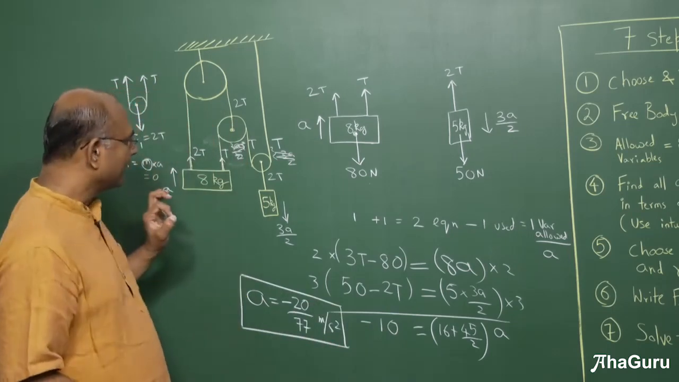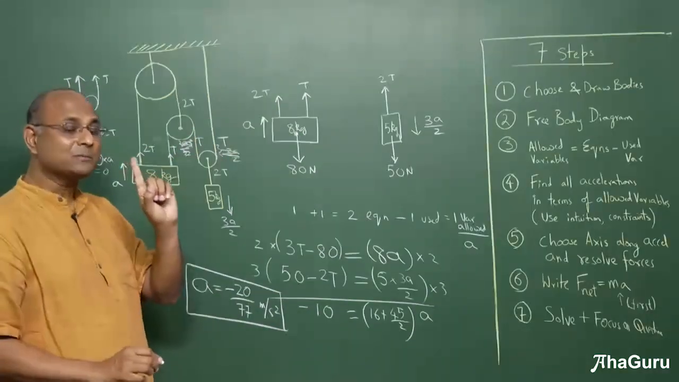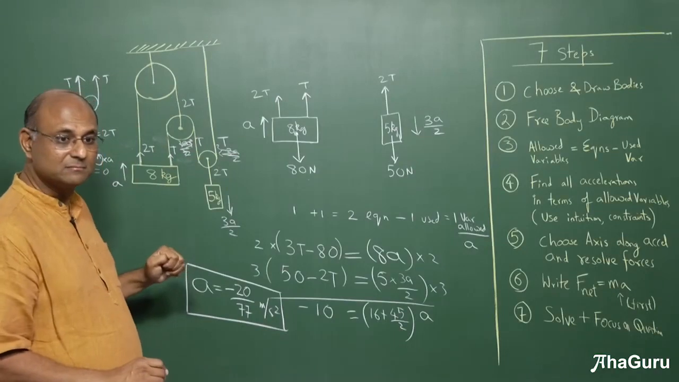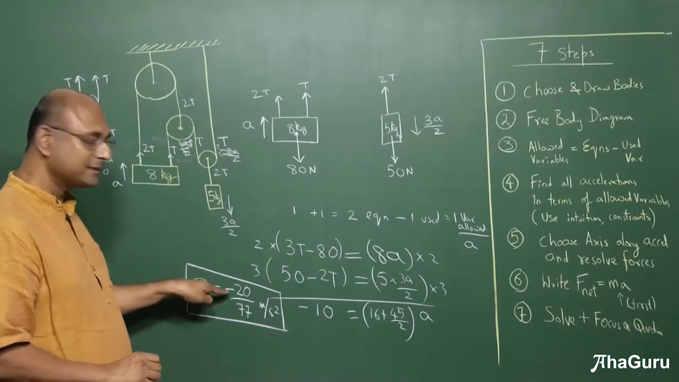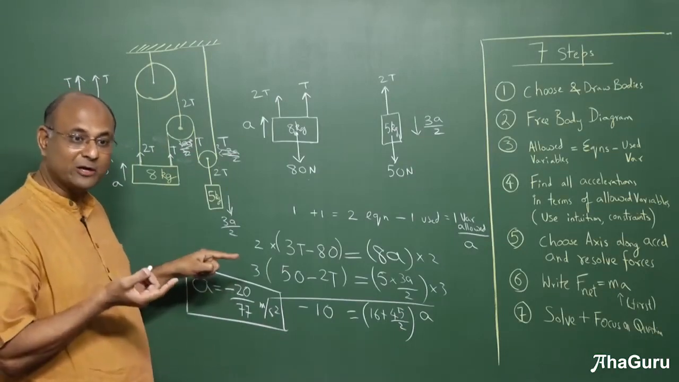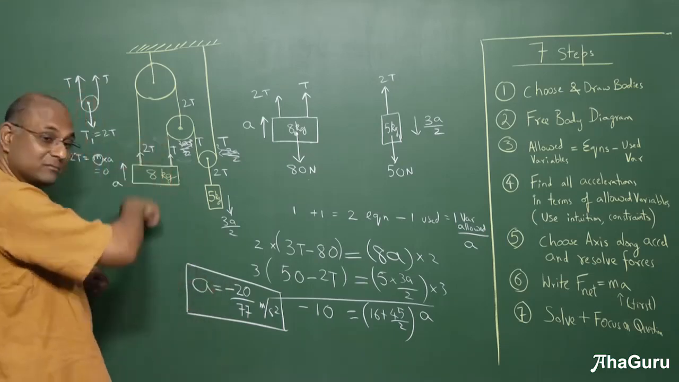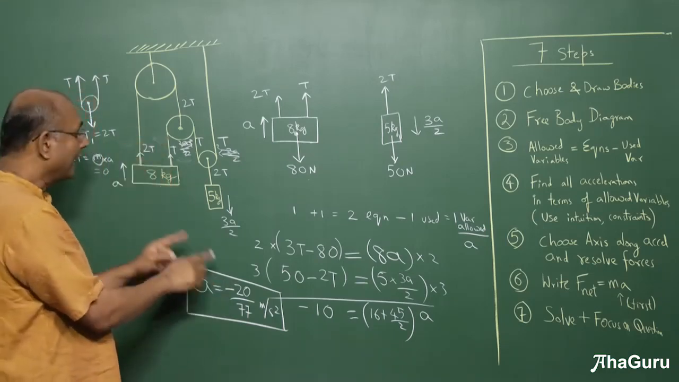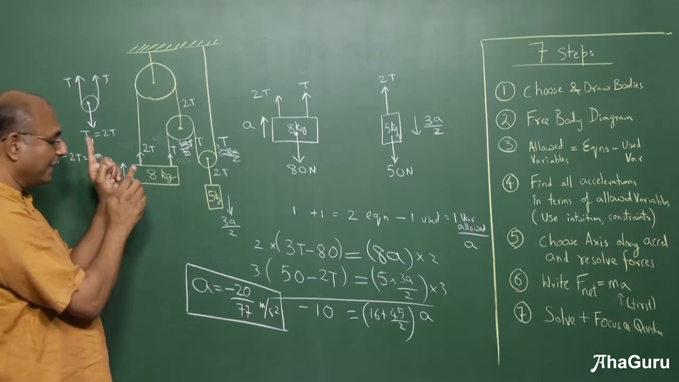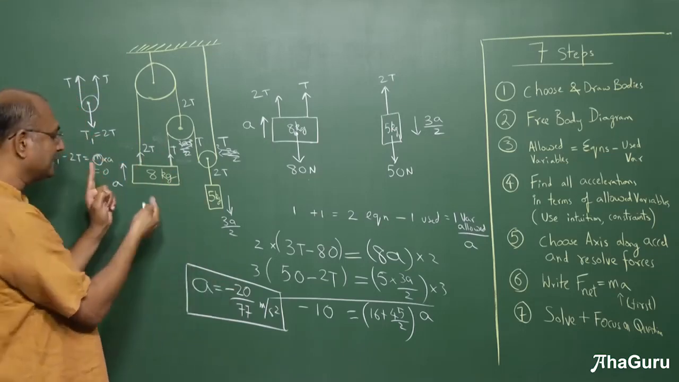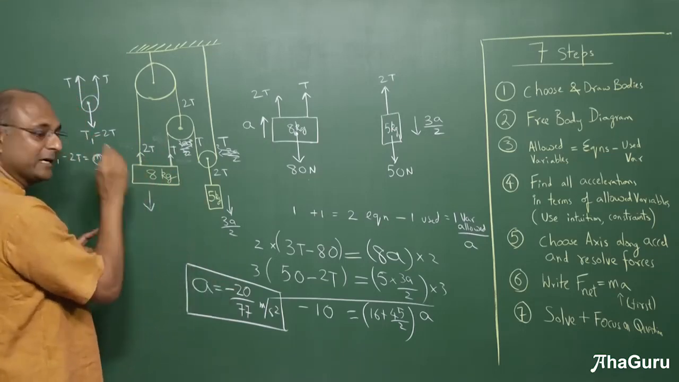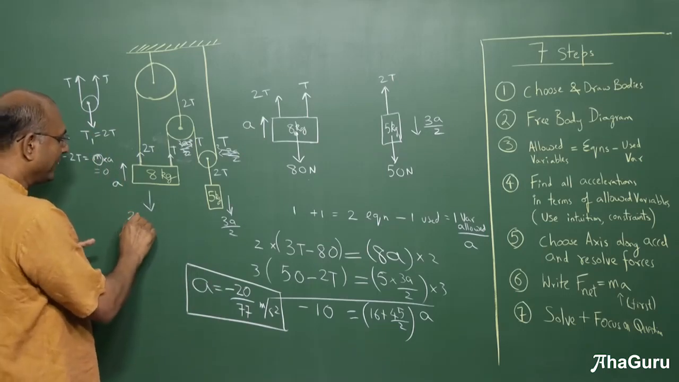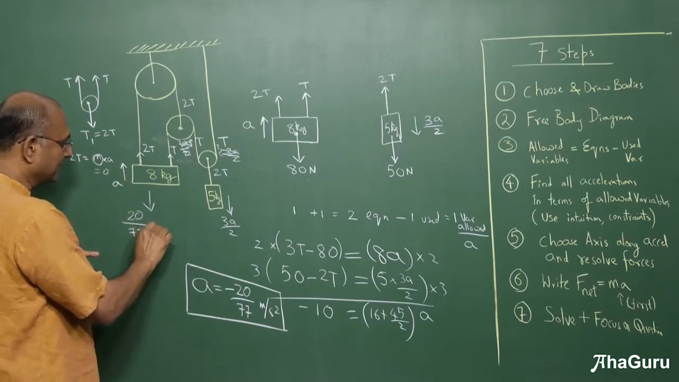Let us think about it. I assumed that the 8 kg block was moving up. But the answer seems to tell me the 8 kg block is moving down. Why? Because if I assumed it to be A up and the answer shows minus, it means this guy is actually moving down at 20 by 77 meters per second square.